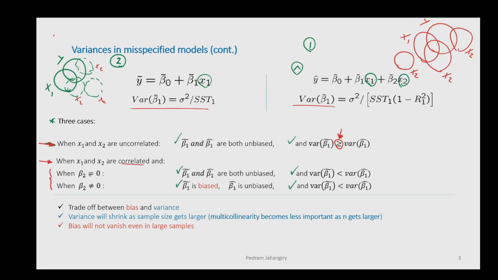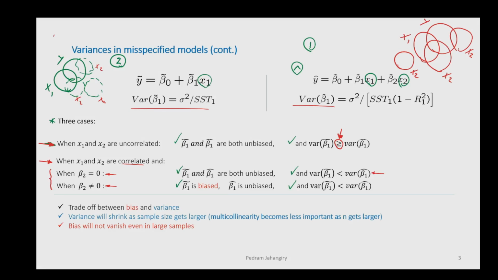x2 is irrelevant, beta 2 is equal to 0, so the correlation between x2 and y is 0. Or x2 is relevant, so the correlation is not equal to 0. Look at the first one. When x2 is irrelevant, beta tilde 1 and beta hat 1 are both unbiased, and the variance of beta tilde 1 is going to be smaller than the variance of beta hat 1. However, if x2 is relevant, then beta tilde 1 is biased, beta hat 1 is unbiased, and the variance of beta tilde 1 is again less than the variance of beta hat 1.